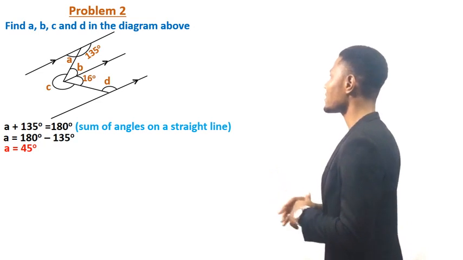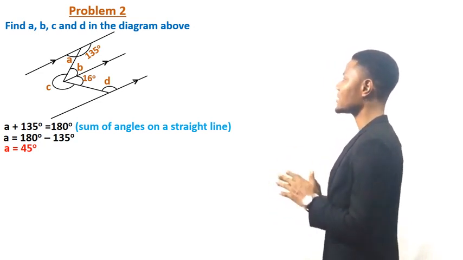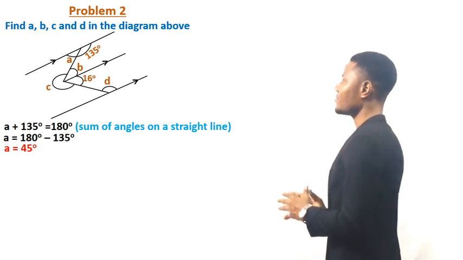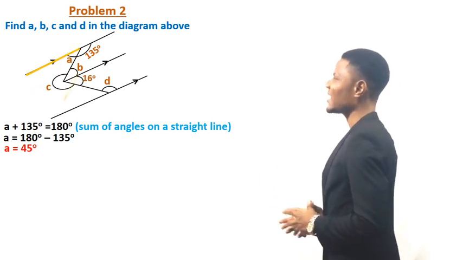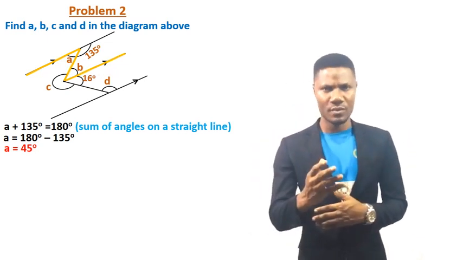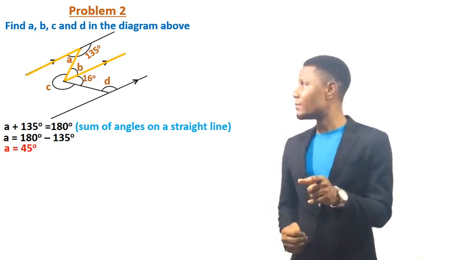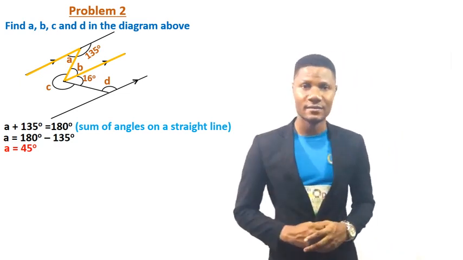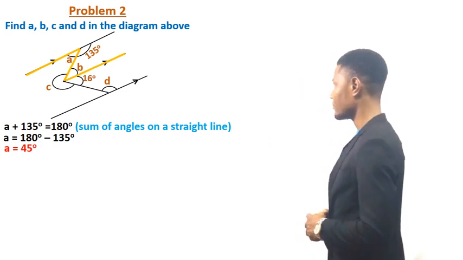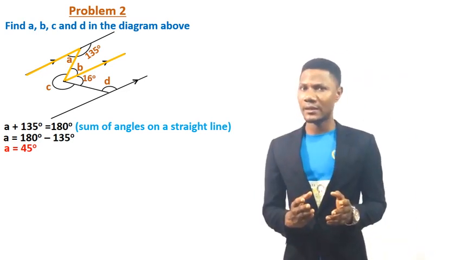If you consider letter B, you discover that there's a relationship between letter A and letter B. I know to some students this might seem complicated. What's the relationship between A and B? That relationship is alternate angle. Check it. Alternate angle.